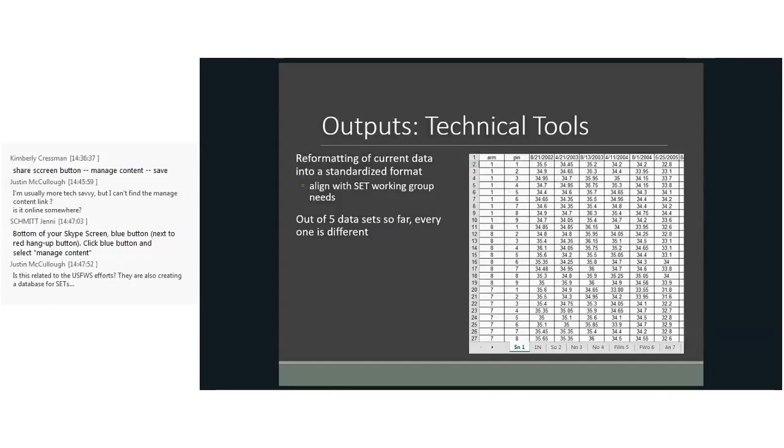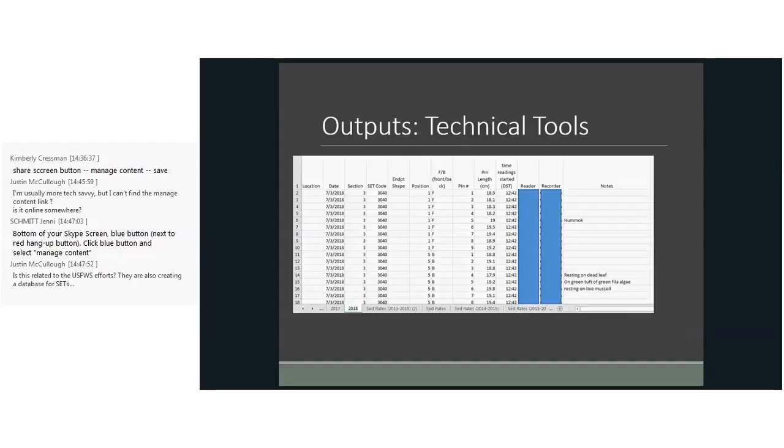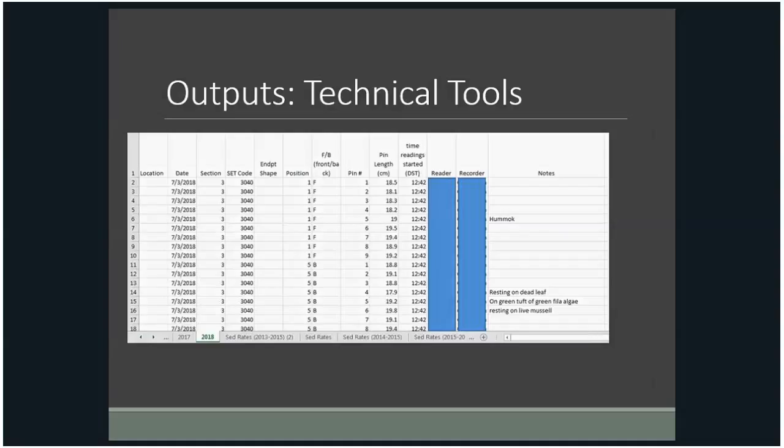Other reserves have more of what's called a long format, where there's one row for every pin reading. And this particular reserve has different years in different spreadsheets. Some reserves combine it, so they do a format like this that's a little bit one row per pin, but all of the years are on the same spreadsheet. So there are similarities, but there are differences too.